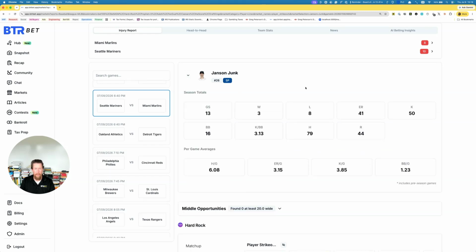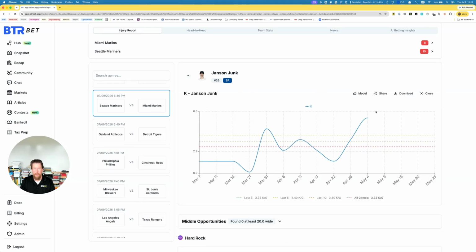So I'll open up his stats, click on his Ks to get Ks per game. Looks like he hasn't pitched since the end of May, so there's some extra uncertainty here in his performance today.